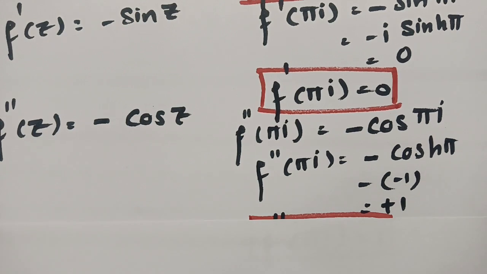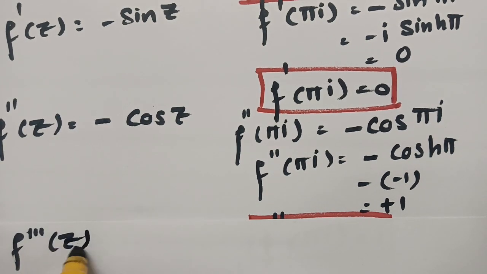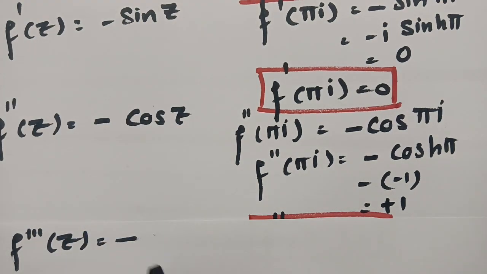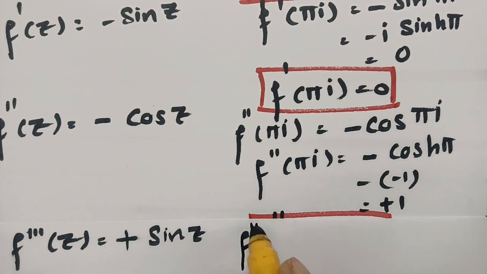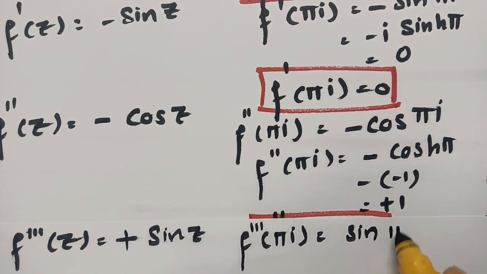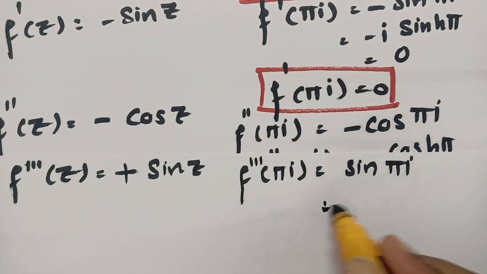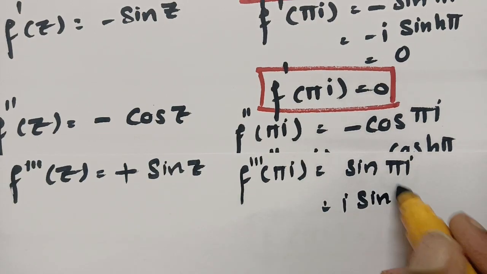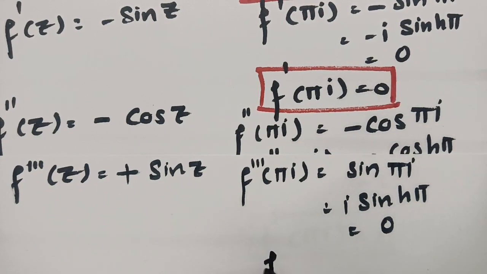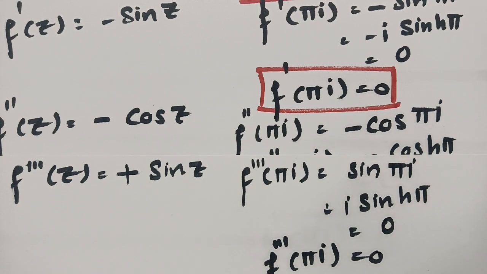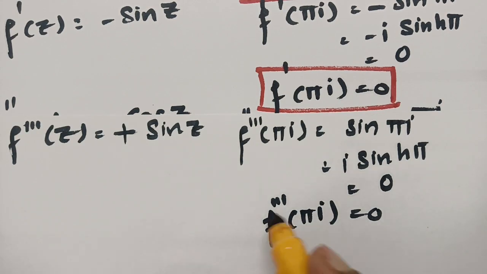The third derivative of f(z) will be minus sin z. Therefore the third derivative at πi will be minus sin of πi, which is i times sinh π, which is equal to 0, since sin of nπ is 0. Therefore the third derivative at πi is equal to 0.